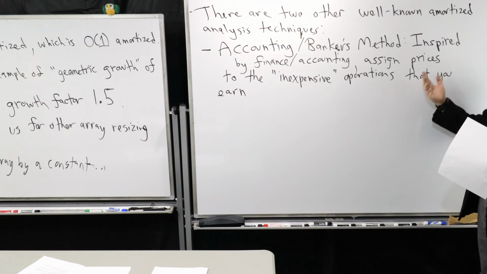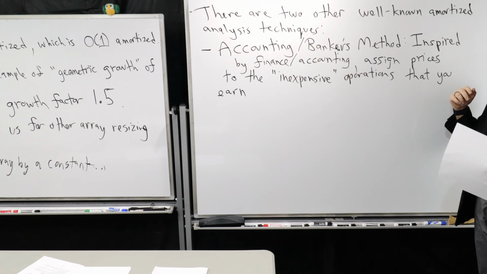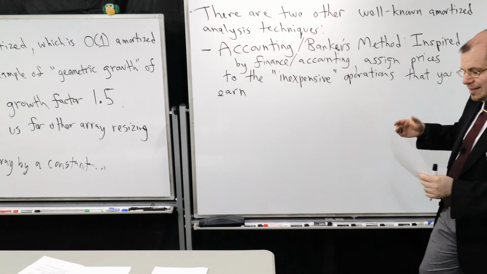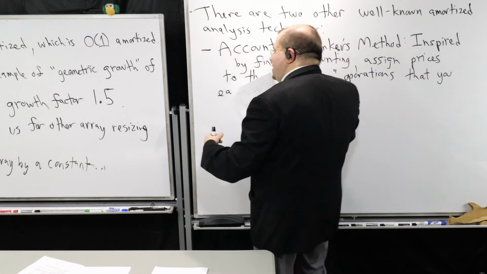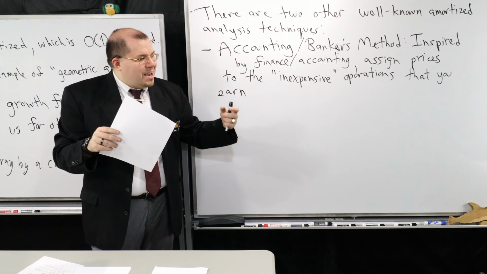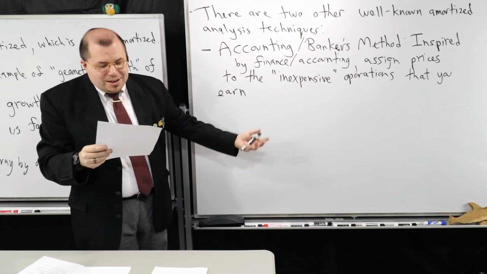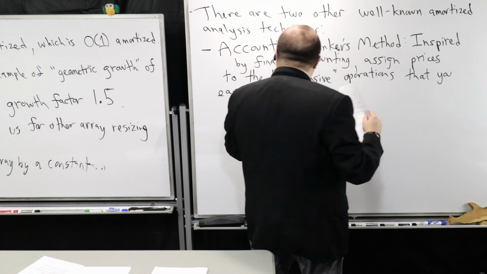So the idea is that it's inspired by accounting and finance, where you assign prices to these inexpensive operations, and you earn these. You've got to think of it almost like I'm charging a little extra. If I have a really cheap operation, I want to get a little extra off of performing each one of these, so that I can use them to pay for the expensive ones.